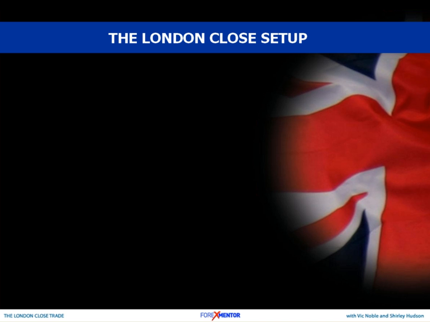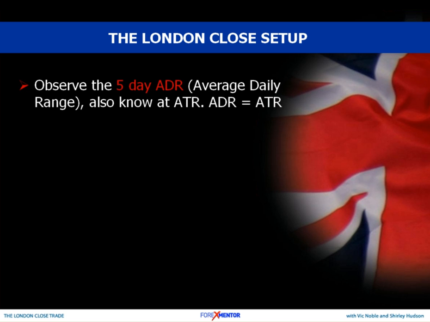Alrighty, the first thing we need to do is be aware of the 5-day average daily range. This is called the ADR, average daily range, or also the ATR, average true range. In Forex markets, they both mean the same thing, and you can use them interchangeably. In other markets like commodities and stocks, there is a difference, but don't worry about it. In Forex, ADR equals ATR, same thing.